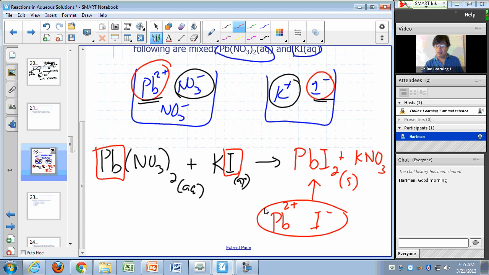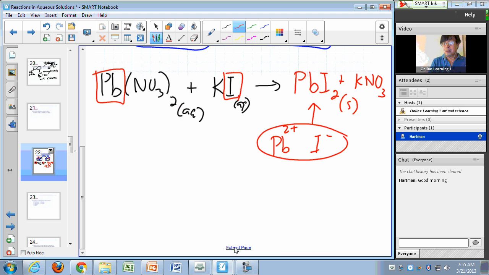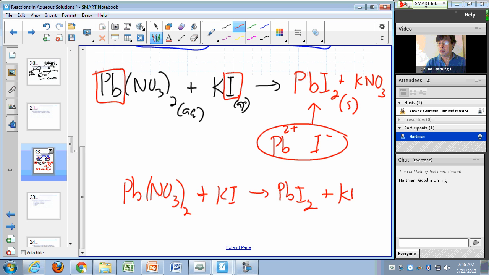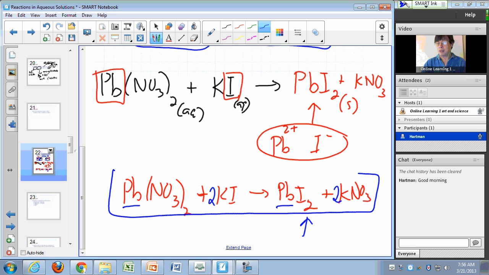Now let's balance that equation. Let's practice balancing our equation. So what do we need to do? Lead nitrate plus potassium iodide gives you PbI2 plus KNO3. We'll just do this by trial and error. I've got one lead on each side. That's balanced. Iodide, I have 2 on the right, so I need 2 KI. And what else do I need? 2 potassium, so I'm going to need 2 potassiums right there. So that's my balanced equation.